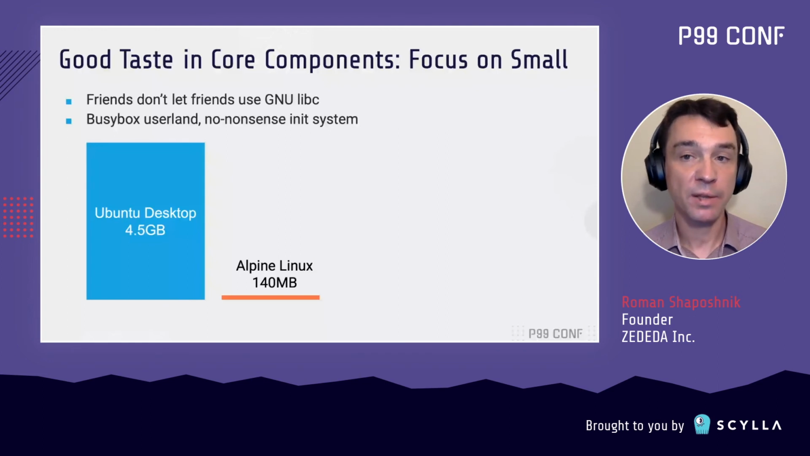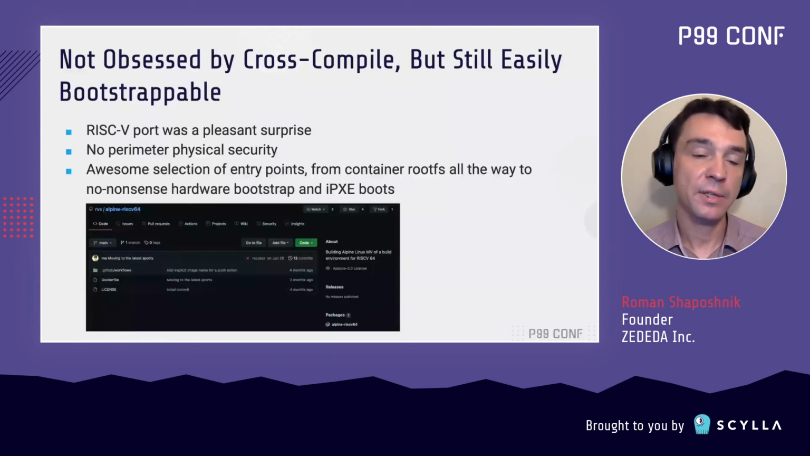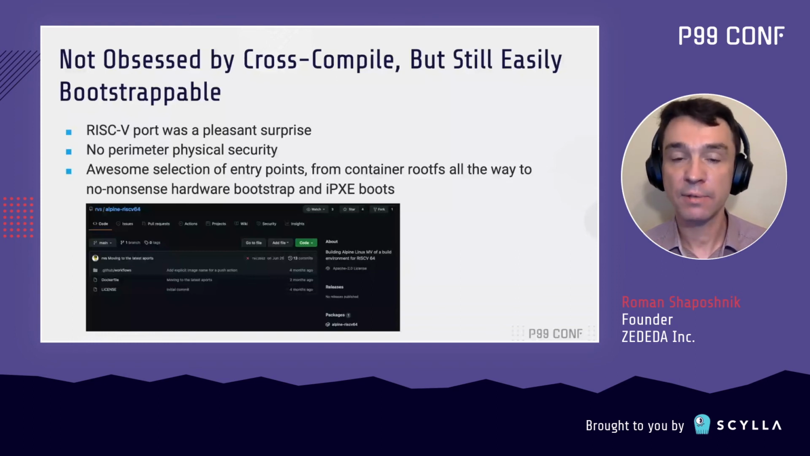Alpine is not obsessed with cross-compilation, but it's still very easily bootstrappable. The RISC-V port, of which I did the initial phase, was a pleasant surprise. I ran it all in QEMU, and you can do it as well, even if you don't have your hardware yet, although the hardware is pretty easy to get these days.